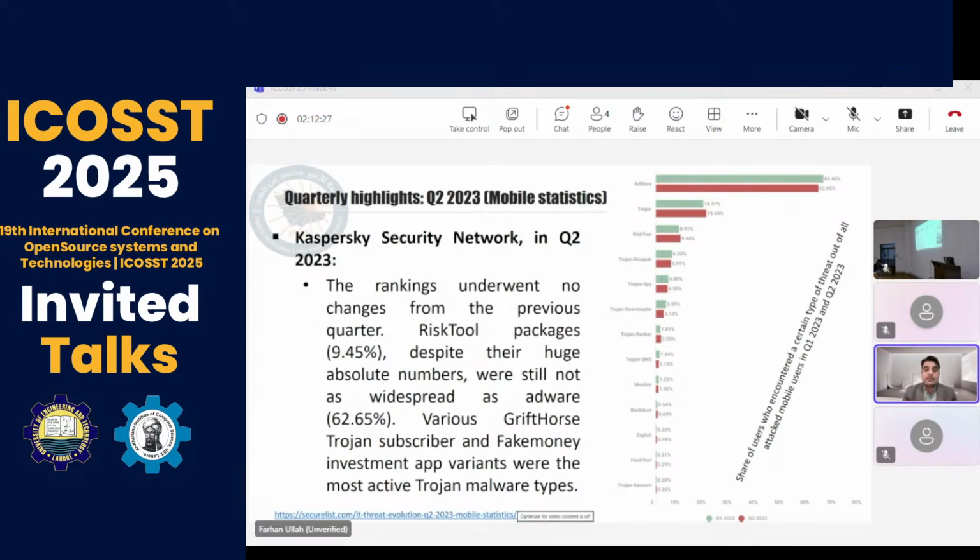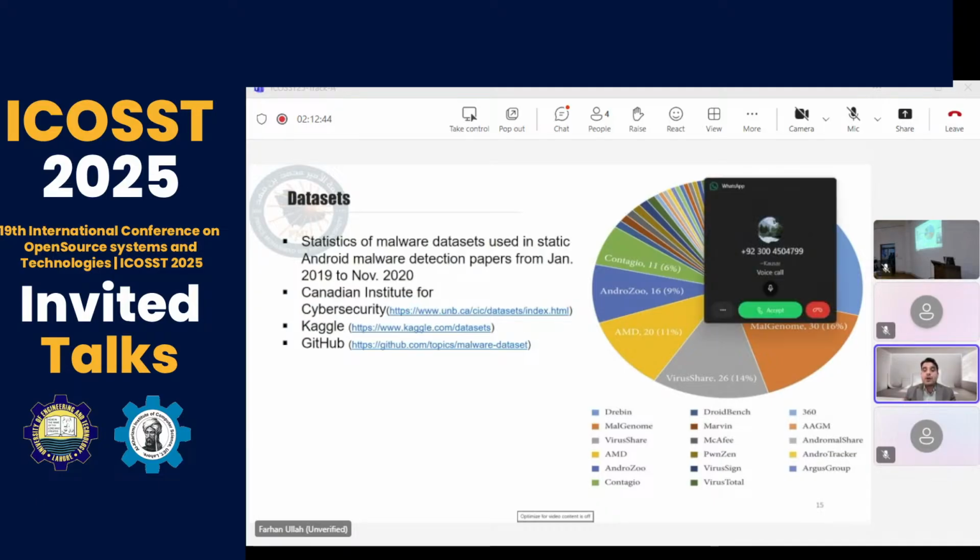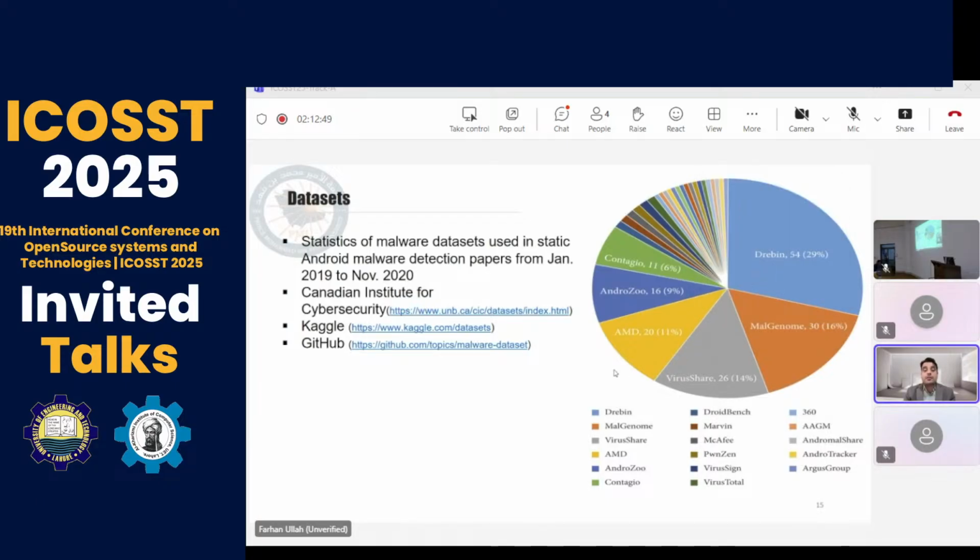Okay, now if a researcher wants to do research, I will show you which type of datasets we can use to design our own methods. We have different types of repositories for datasets. We have DREBIN, we have MalGenome, we have VirusShare, we have AMD, we have AndroZoo, we have Kentico, we have different ones. But in my opinion, I will focus on only three repositories: the Canadian Cybersecurity repository, the Kaggle repository, and the GitHub repository.